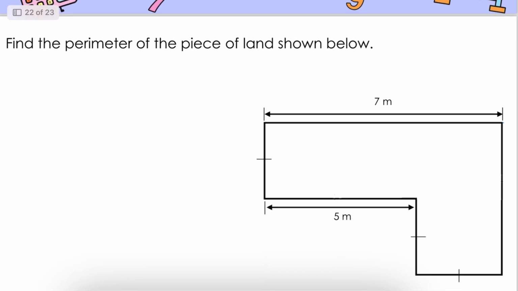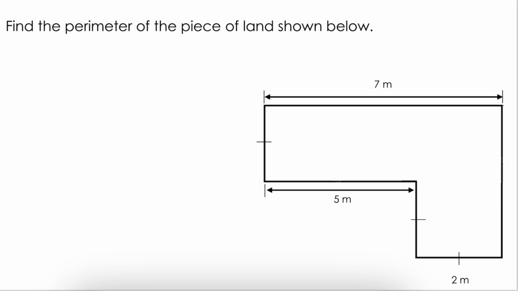So let's start with our first problem. Find the perimeter of the piece of land shown below. Since we are just going to add all sides for a composite figure, we have to find the missing sides first. And to make it easier, we make use of the tick marks because that's already an obvious clue of what the length of the sides are. For the tick mark, we see here that this side has the same tick mark as these two other sides. So that would mean that these are also 2 meters.